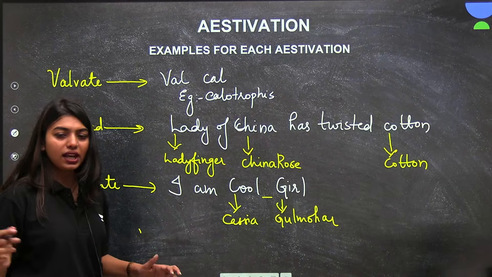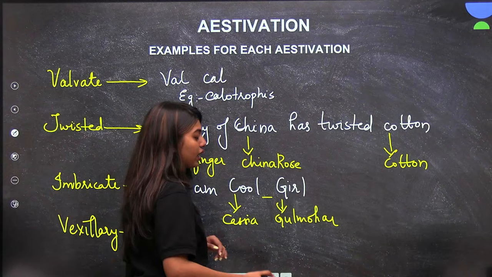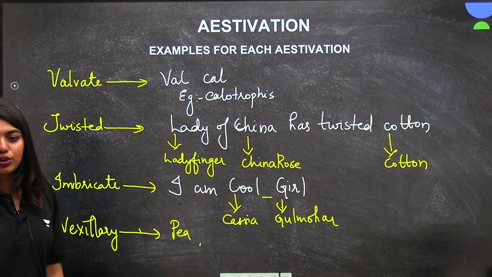And last one, vexillary. Vexillary, you think only of your pea plant. Think only of your pea plant. Clear to all of you? This is how you will remember all your aestivation examples. Yes or no? Done? Very good.